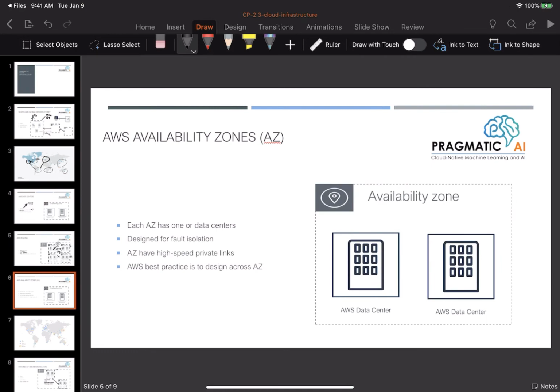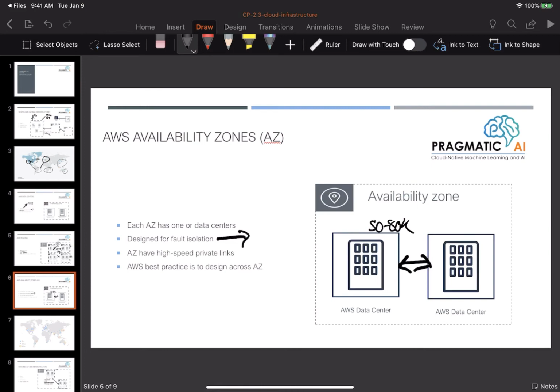Each of these, again, is made up of one or more data centers, right? And these are 50,000 to 80,000 machines apiece. And then these are highly interconnected as well. So we've got a backbone, and they're designed for fault isolation.